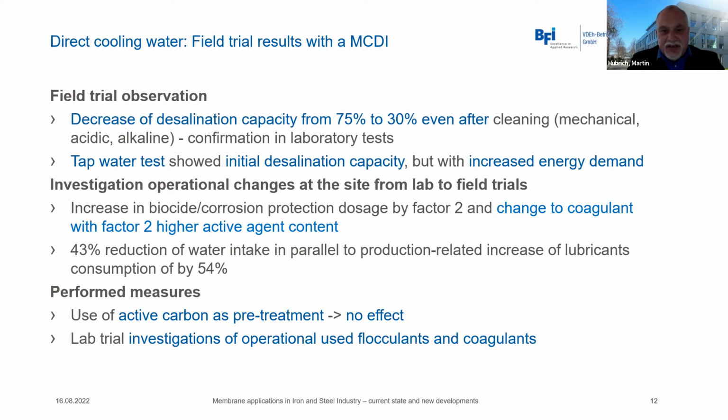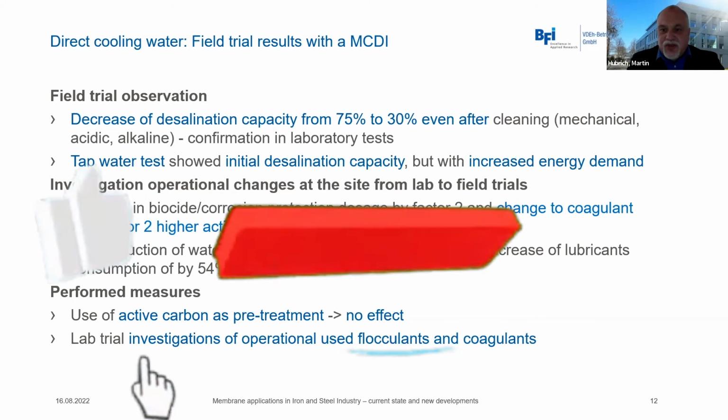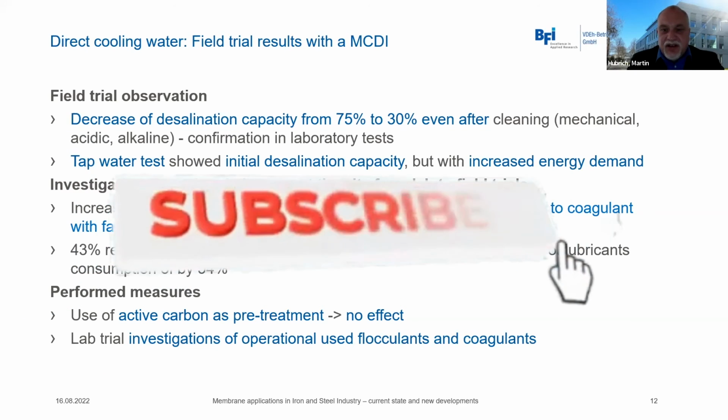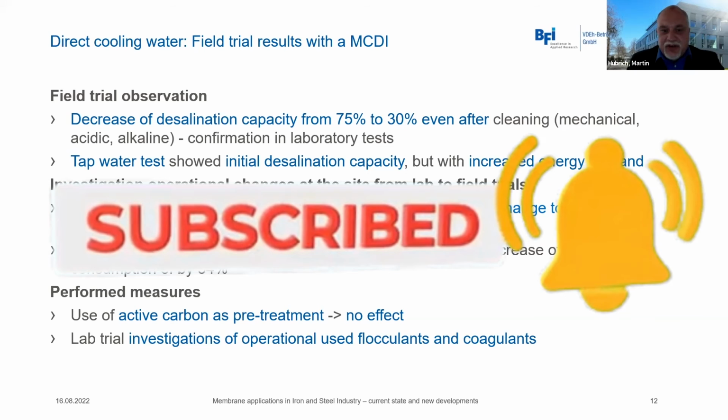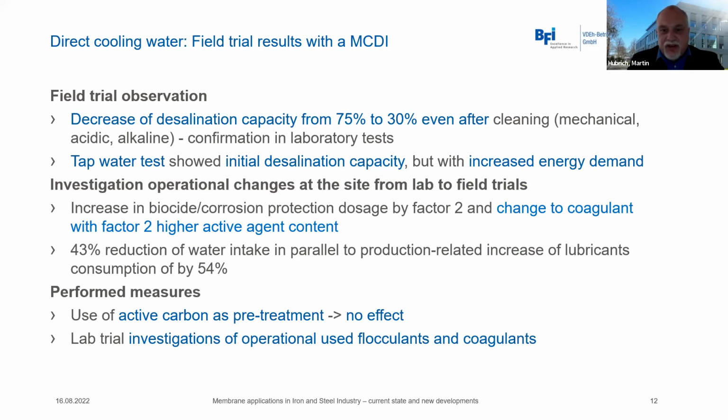and investigated the documentation of the cooling water. Then we found out that there had been a change of the coagulant used, and that the new coagulant has a factor 2 higher active agent content. Further on, the water intake had been reduced, while the organic content had been more or less doubled. So all these impacts together led to this change of the desalting capacity.